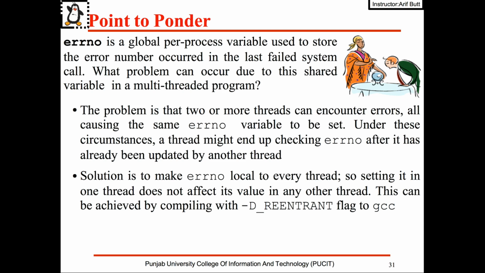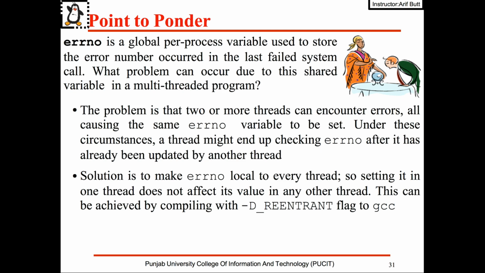a lot of problems. The problem is actually that if two or more threads come across some error, the same errno variable will be set. One thread may overwrite this global errno variable. And once the first thread checks this errno variable, it might have been overwritten by the other thread. And the solution is to make errno local to every thread.